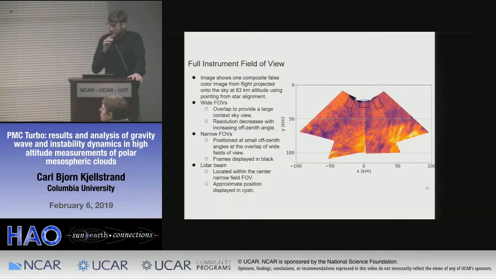So these are undistorted images. You also see the narrow field of view in the black frames. This gives you a sense of the scale. We have something like a 200 kilometer by 100 kilometer section of the PMCs, and the cyan dot roughly shows the location of the LiDAR beam.